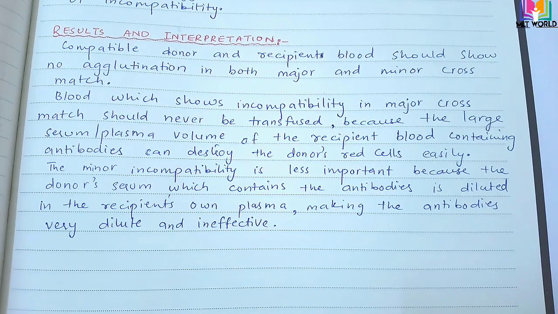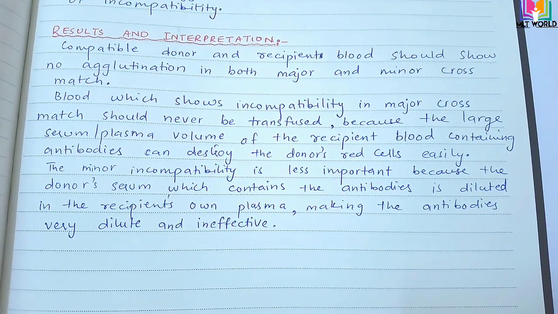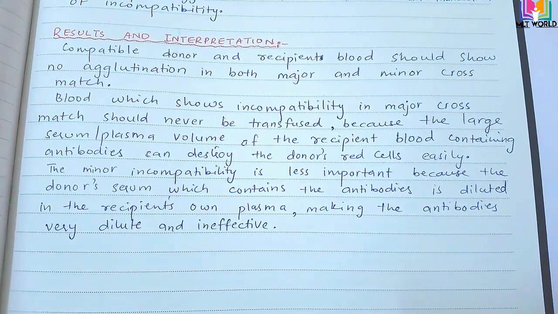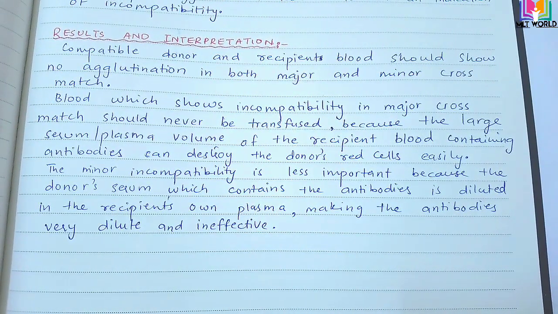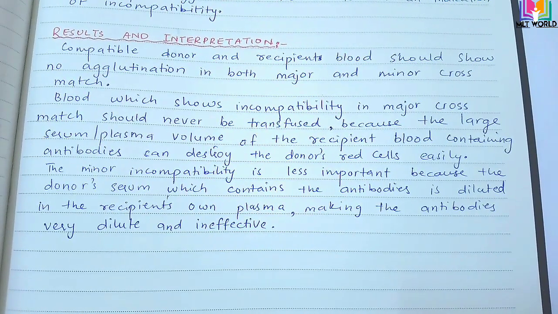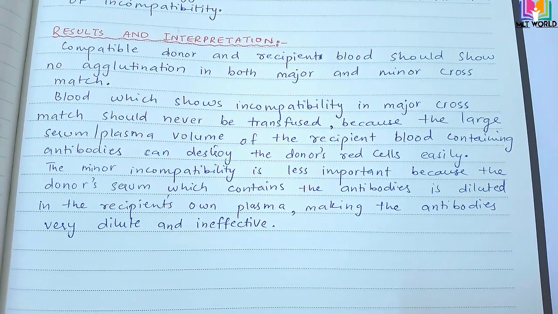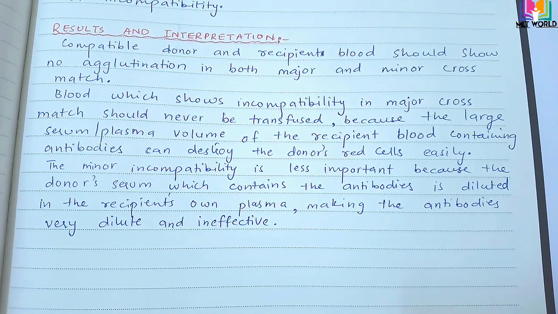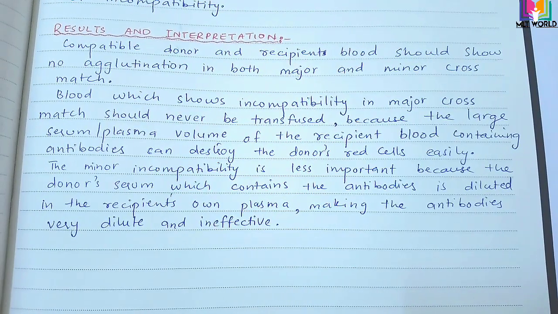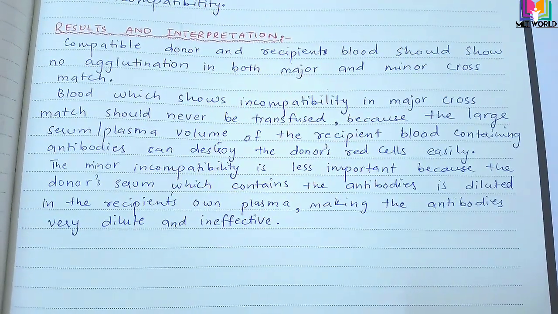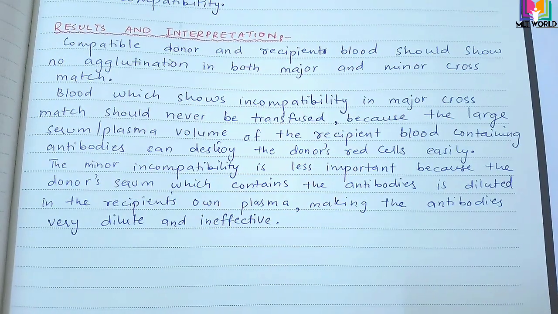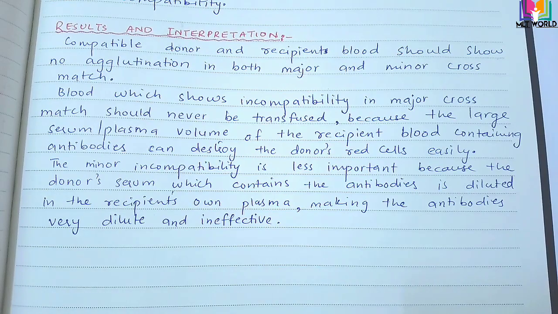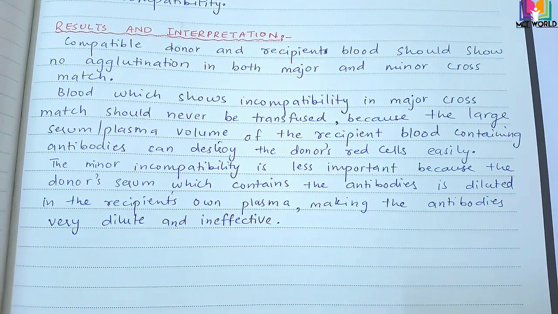So they will hemolyze and destroy the red cells, and then it is very easy to judge and very easy to take the decision that donor and recipient blood is incompatible. So in major cross match, as I told, we take recipient serum, and the recipient serum volume, you remember, is 2 drops, so it contains more antibodies. So if the donor red cells contain antigens that are not compatible, these antibodies will destroy the red blood cells and it will cause agglutination.